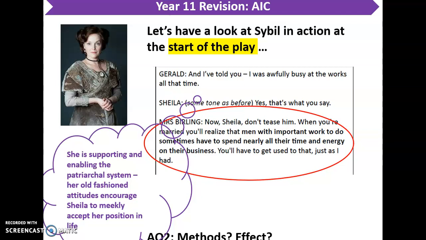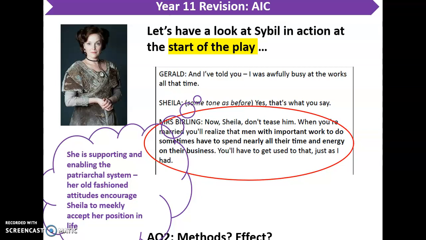And we see here that Sybil is supporting and enabling that system to flourish. She's enabling the patriarchal system through her actions, through her dialogue with her daughter. We see here that she has a very old-fashioned attitude. She's basically encouraging her daughter to put up and shut up, to accept her position within the patriarchy, to accept her position in life and make the best of it. So we're going to be set against her.